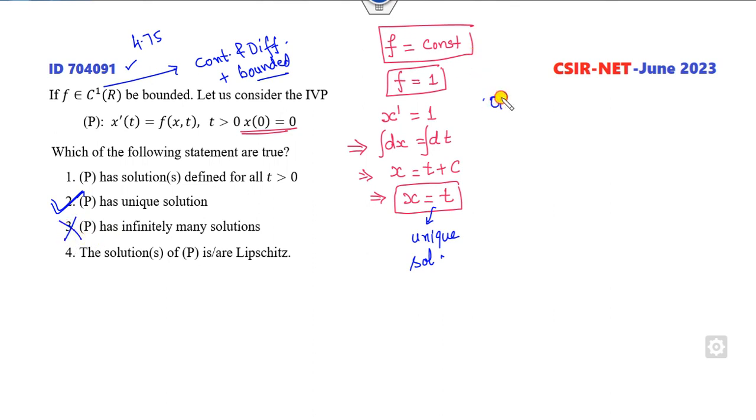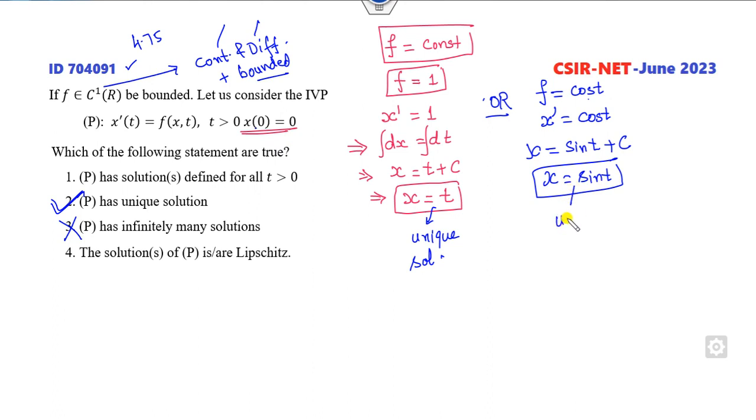If instead of this one you think about any other function, like say cos of t, it is also bounded, also continuous, also differentiable. Then your x dash is cos of t, and your integration will be x is sine t plus c. When x0, t0, c will be 0, so x is sine t. Again you can see this is a unique solution. So for any bounded, continuous, differentiable function, you always get a unique solution.